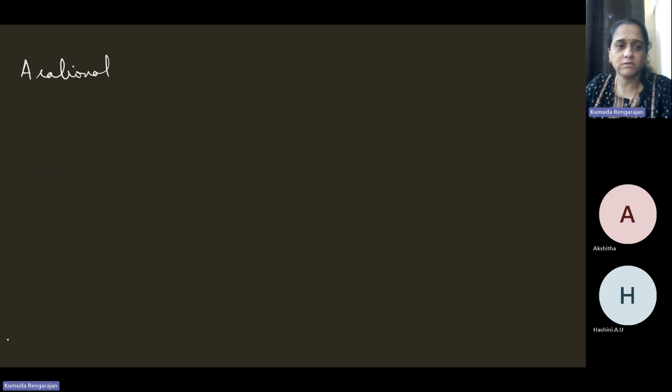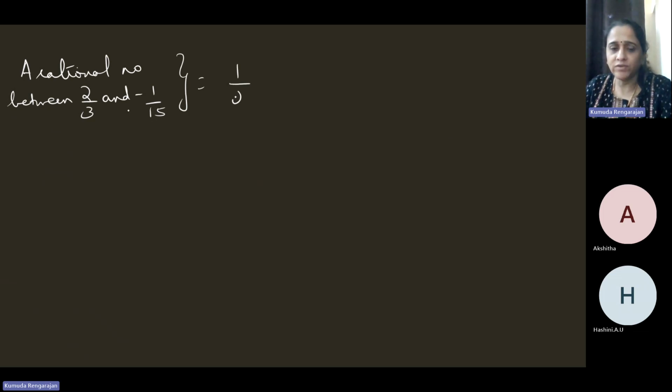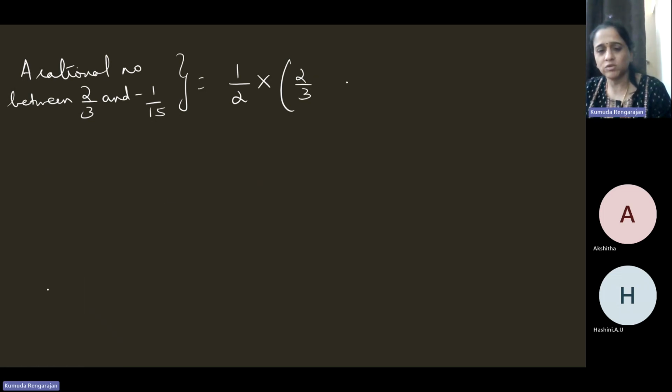A rational number between which 2 numbers do you want to take? 2 by 3 and minus 1 by 15. It is equal to half into 2 by 3 plus minus 1 by 15. You should add, not subtract. But plus into minus is minus. So minus 1 by 15.